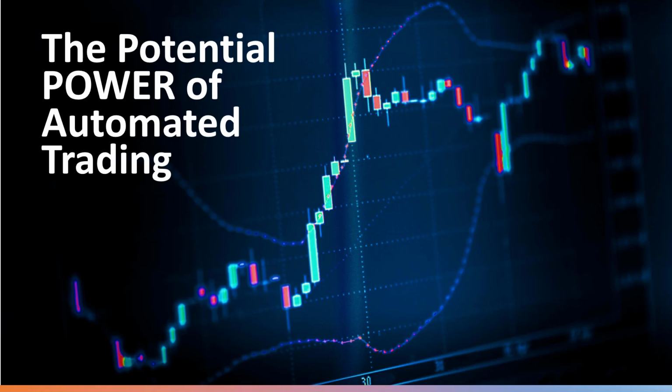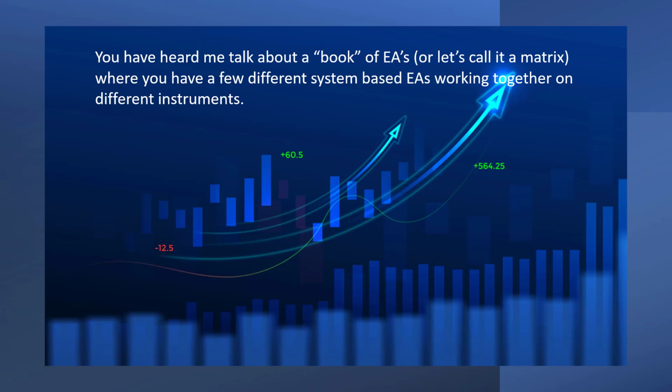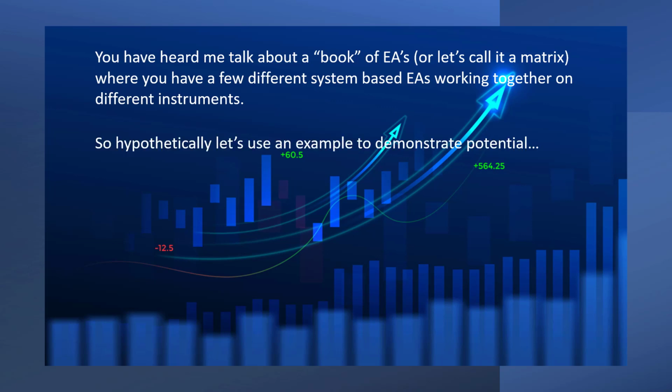This is a short video in response to a few emails that I have received about a couple of comments I made on the intro to automated trading webinar and subsequently the course that we're offering at the moment. So what I raised was the idea, the concept of a book of EAs, or let's call it a matrix of EAs. And this is where you have a few different system-based EAs working together on different instruments at the same time. So hypothetically, let's use an example to demonstrate the potential.